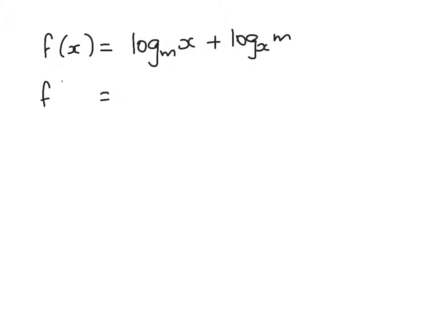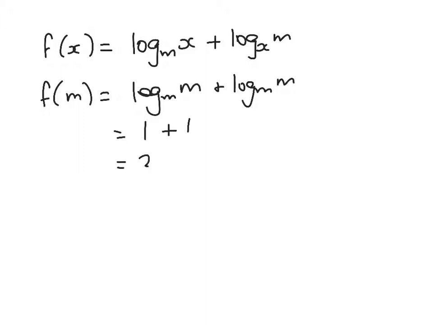Okay, so what was f of x? Well, if we go right back to the start, f of x was the log to base m of x plus the log to base x of m. And so when x is equal to m, this is what we have, which is 1 plus 1, which equals 2. So it's probably the first time you've seen 1 plus 1 is 2 in a scholarship calc exam, but there you go. So we found the minimum.